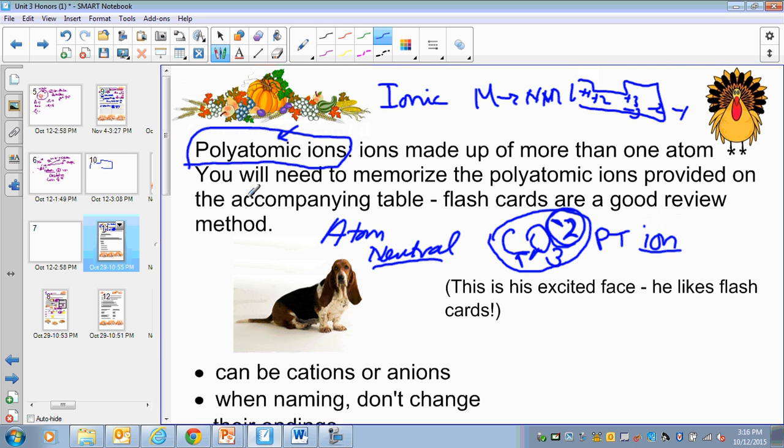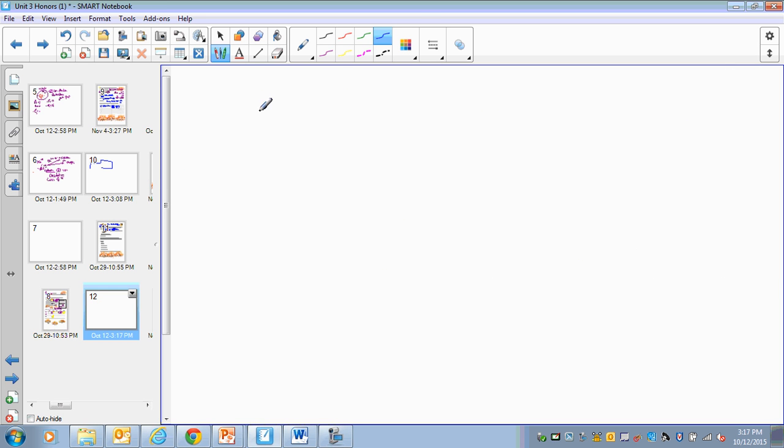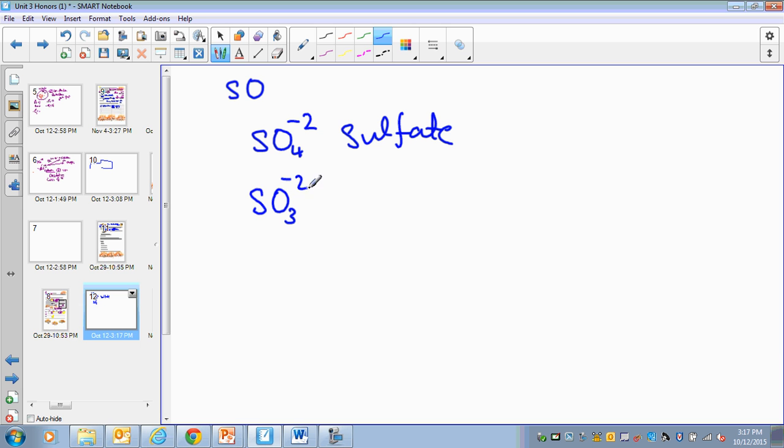As I'm saying, this is not information you can get from the periodic table. It doesn't help. You just have to know them. So you need to memorize the polyatomic ions provided on the table that I can provide in class, or you can write them down right now. There is a polyatomic ion where sulfur combines with oxygen: SO4 minus 2 charge, and the name is sulfate. Then SO3 is sulfite.